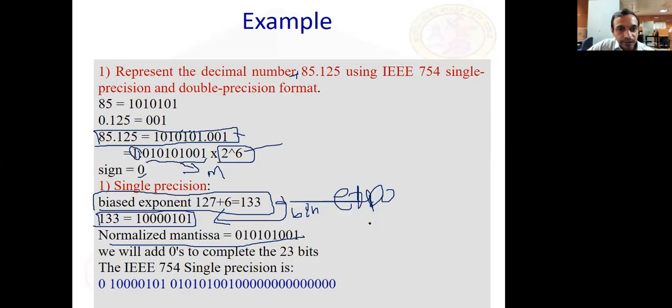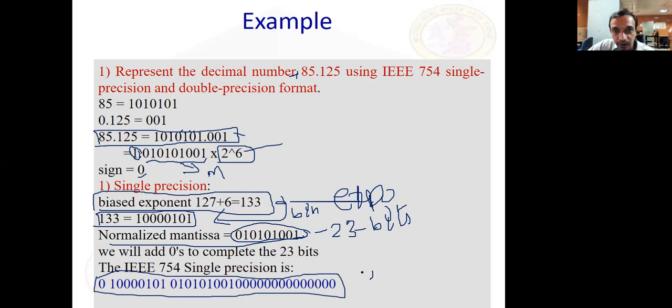So what is the mantissa fraction you are writing? This one, 0, 1, 0, 1, 0, 1, 0, 0, 1. That is what you are taking. But you have to represent this mantissa using how many bits? 23 bits, because the single precision format says so. Without changing the value, we'll add dummy zeros to that. So now the single precision format is this entire number. That is your 85.125.